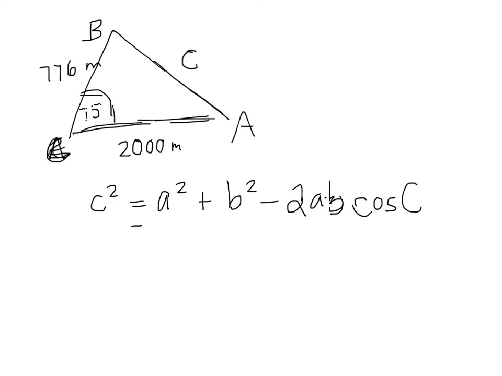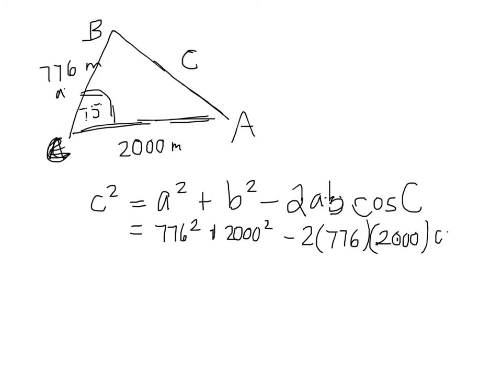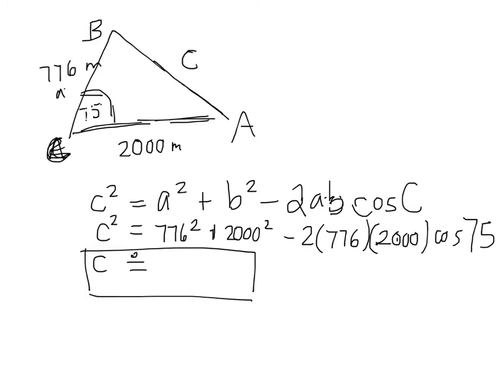Okay, so let's plug in what A was, 776 squared, plus 2,000 squared, minus 2 times A, which is 776, times B, which is 2,000, times cos 75. So if you calculate this properly, you would get 1,949 meters approximately. So that's here, 1,949 meters. Just that one section, that's why. Meters.